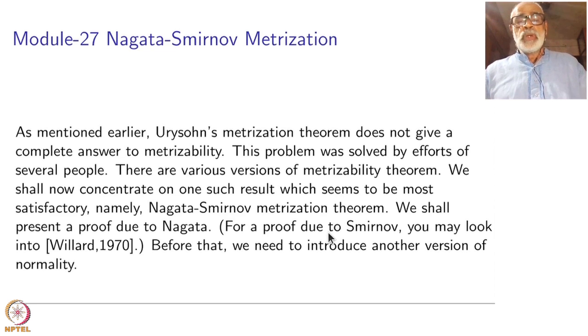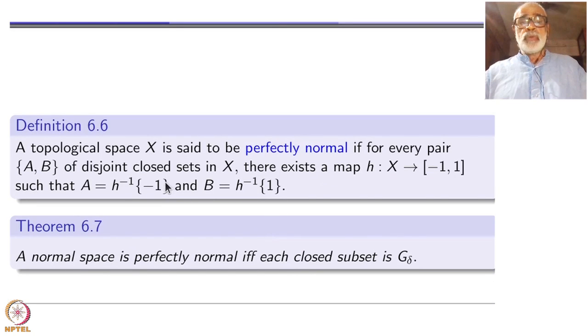We shall present a proof due to Nagata. For a proof due to Smirnov, you may look into Willard's book. Before that, we need to introduce another version of normality. Nagata's proof of the metrization theorem is in spirit similar to Urysohn's, but since second countability is removed now, the embedding will be in a much larger product space, and also we need a little more strengthening than normality. So that is what we want to introduce now.